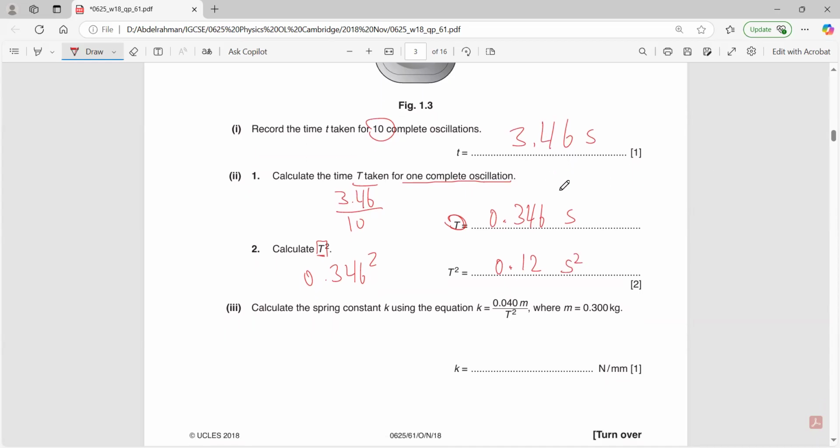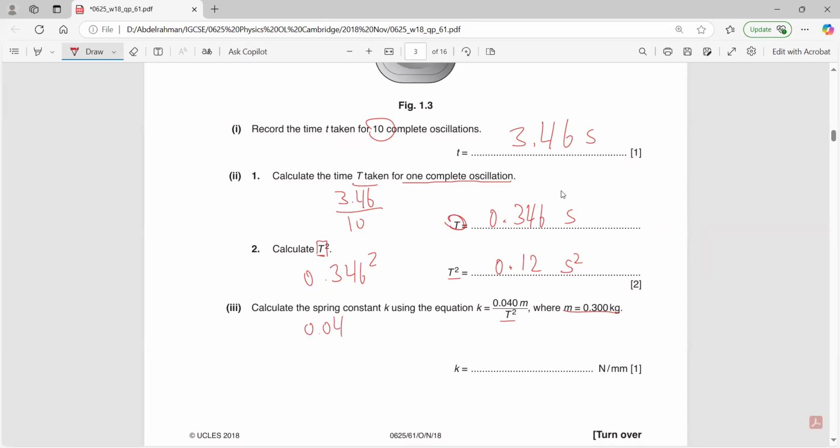Okay, calculate the spring constant K using this equation. K equals 0.04 m over t squared, where m is 0.3. Do I have the m? Yes, I have the m. Do I have t squared? Yes, I have t squared. Let's just plug in the numbers.